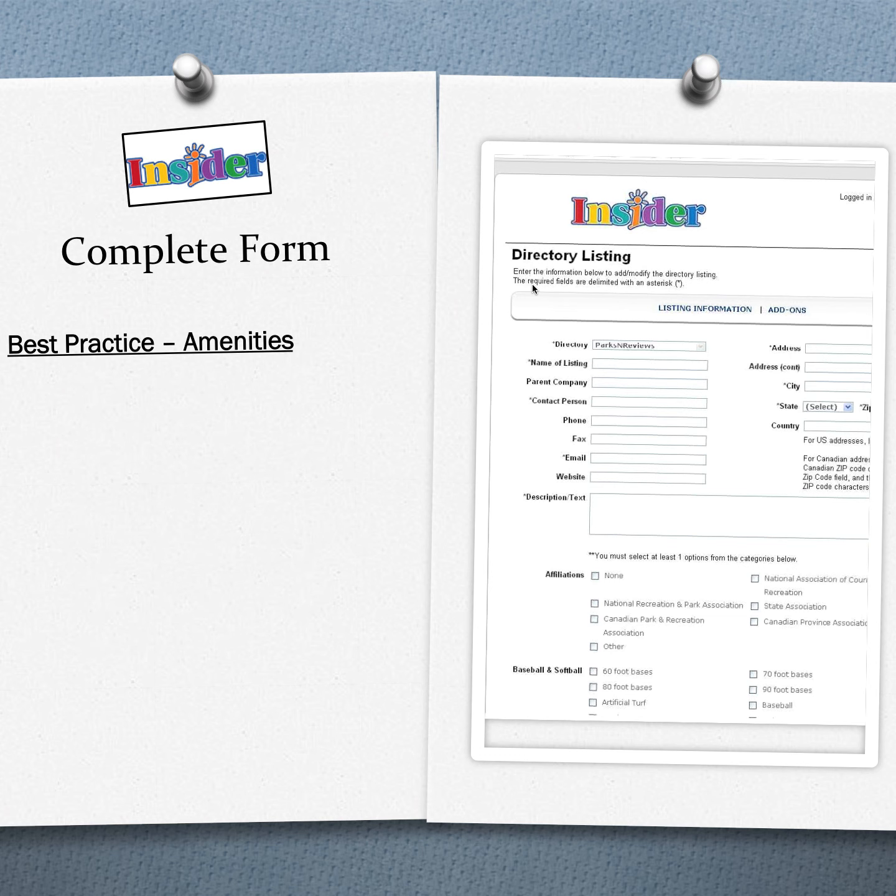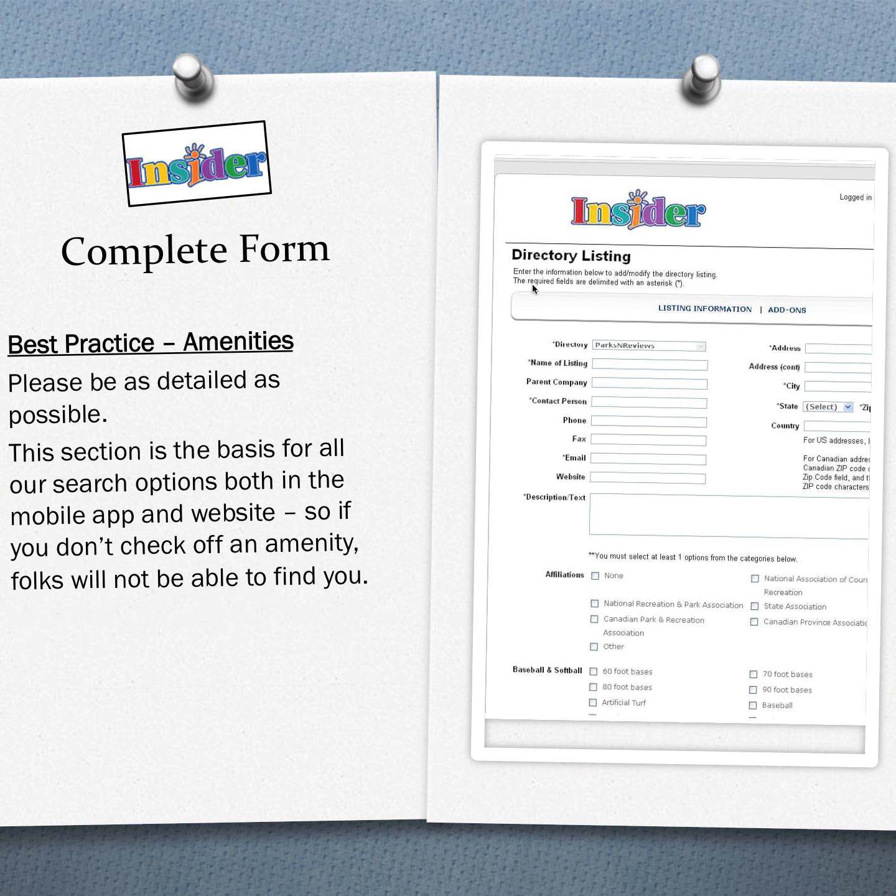A best practice for amenities, which are all of the category selections below the description box. It's really important to be as detailed as possible. This section is the basis for all our search options, both in the mobile application and the online website. If you don't check off any amenities, folks will not be able to find you. If you only check off a handful, and the park has a playground, for instance, and people are looking for playgrounds, if you haven't checked playground, your playground will not come up.